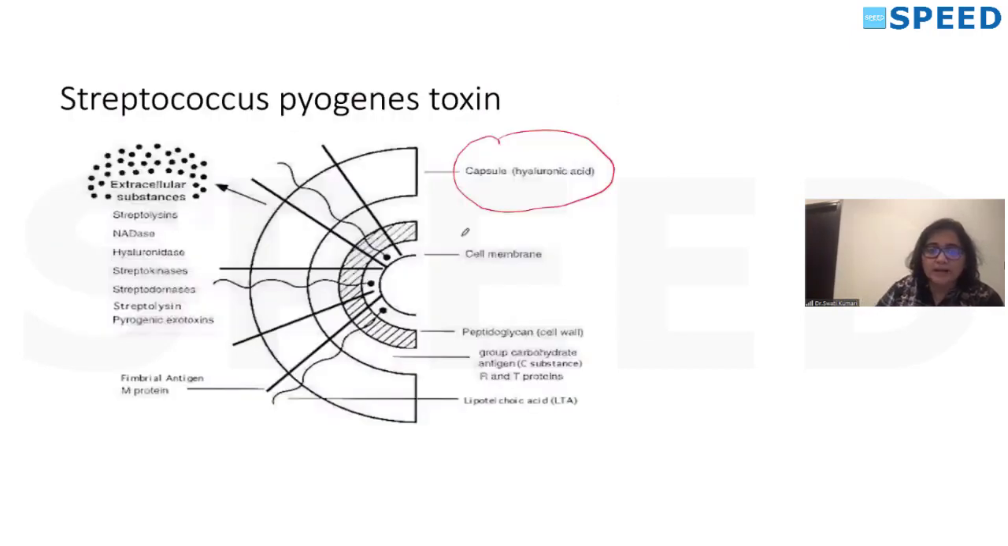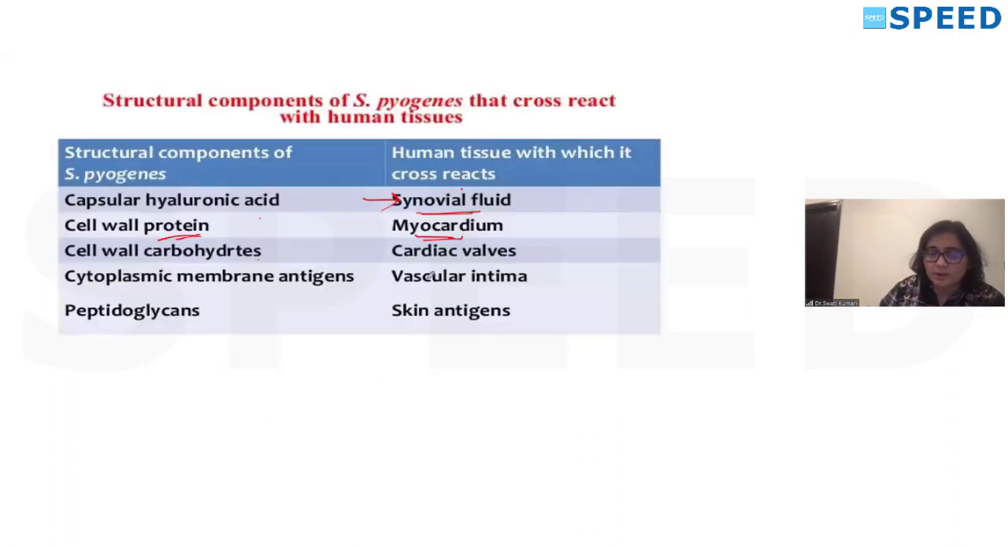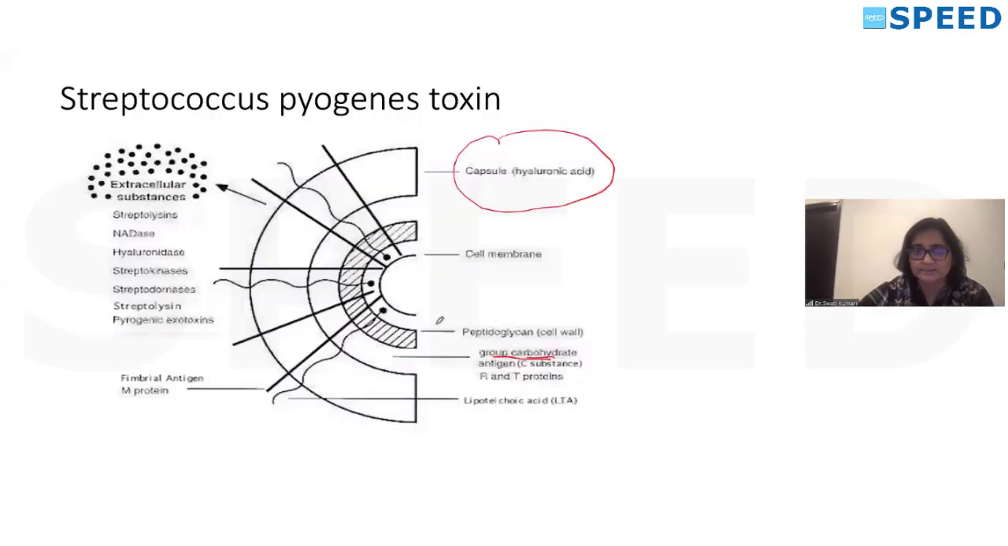Then cell wall carbohydrate. You will have carbohydrate on the cell wall, which will cross-react with the cardiac valve, the heart valve. Then the cytoplasmic membrane antigen will cross-react with vascular intima. Peptidoglycan will react with skin antigens. So these are the virulence factors which we have learned.